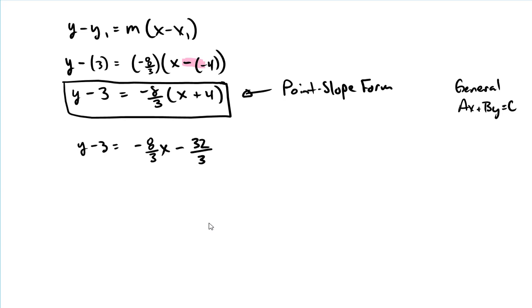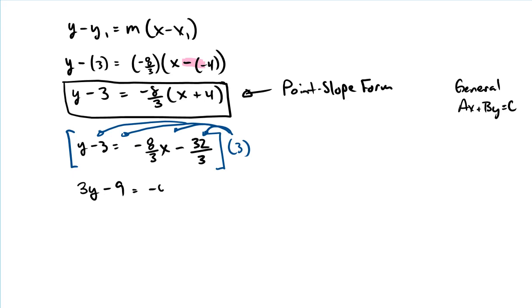And then we see, well, there's a fraction here. General form, they don't like the fraction. But it's a quick fix. We'll multiply everything by 3. So all 4 terms here get multiplied by 3, which gives us 3y minus 9. And the reason we're multiplying by 3 is to eliminate the denominator. So we have equals just negative 8x and just minus 32.